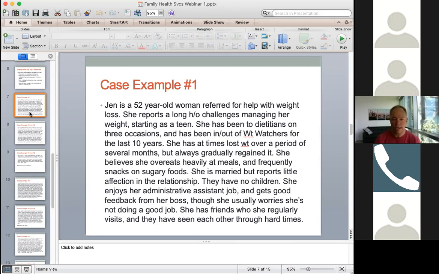If you take a look at some of the characteristics here of her history, let's see what stands out. I'm back on the first slide here. Let's see what stands out about how she is coping with things.